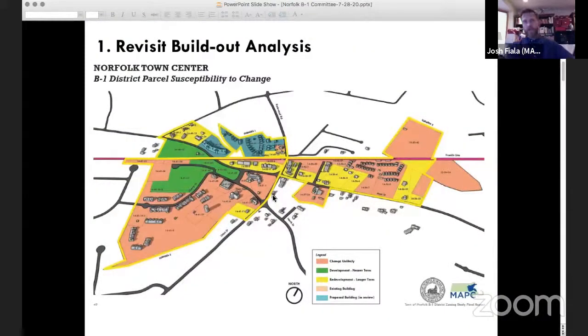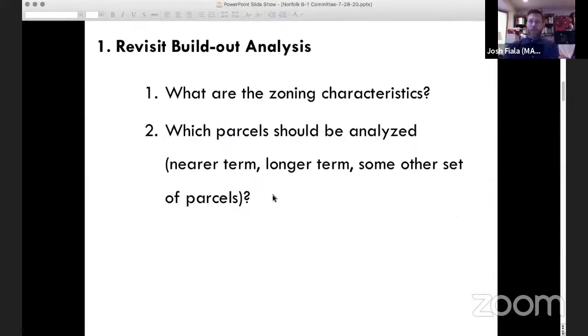So the first item, as we've mentioned a few times in our previous study, getting the previous B-1 recommendations assembled, we did a build-out analysis based upon this parcel analysis that's on the screen, in terms of which parcels would be more likely to change or less likely to change in the future. The green parcels are the most likely to change in the near term. And we can do an update of that build-out analysis.